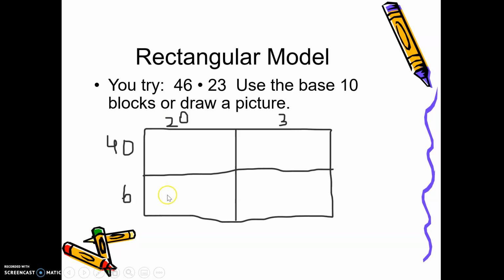6 times 2 is 12. And then if you know that 6 times 2 is 12, then you'll know that 6 times 20 is 120. You just add a 0. And then 6 times 3, boom, you guys got that. All right, so this is what we're doing.